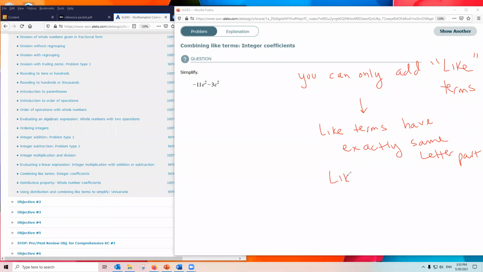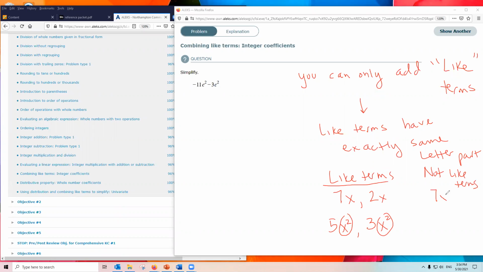These are like terms. 7x and 2x. Notice the letters there are exactly the same, x and x. 5x to the 2, 3x to the 2. Again, those are like terms because the letter part is x to the 2, and it's identical.